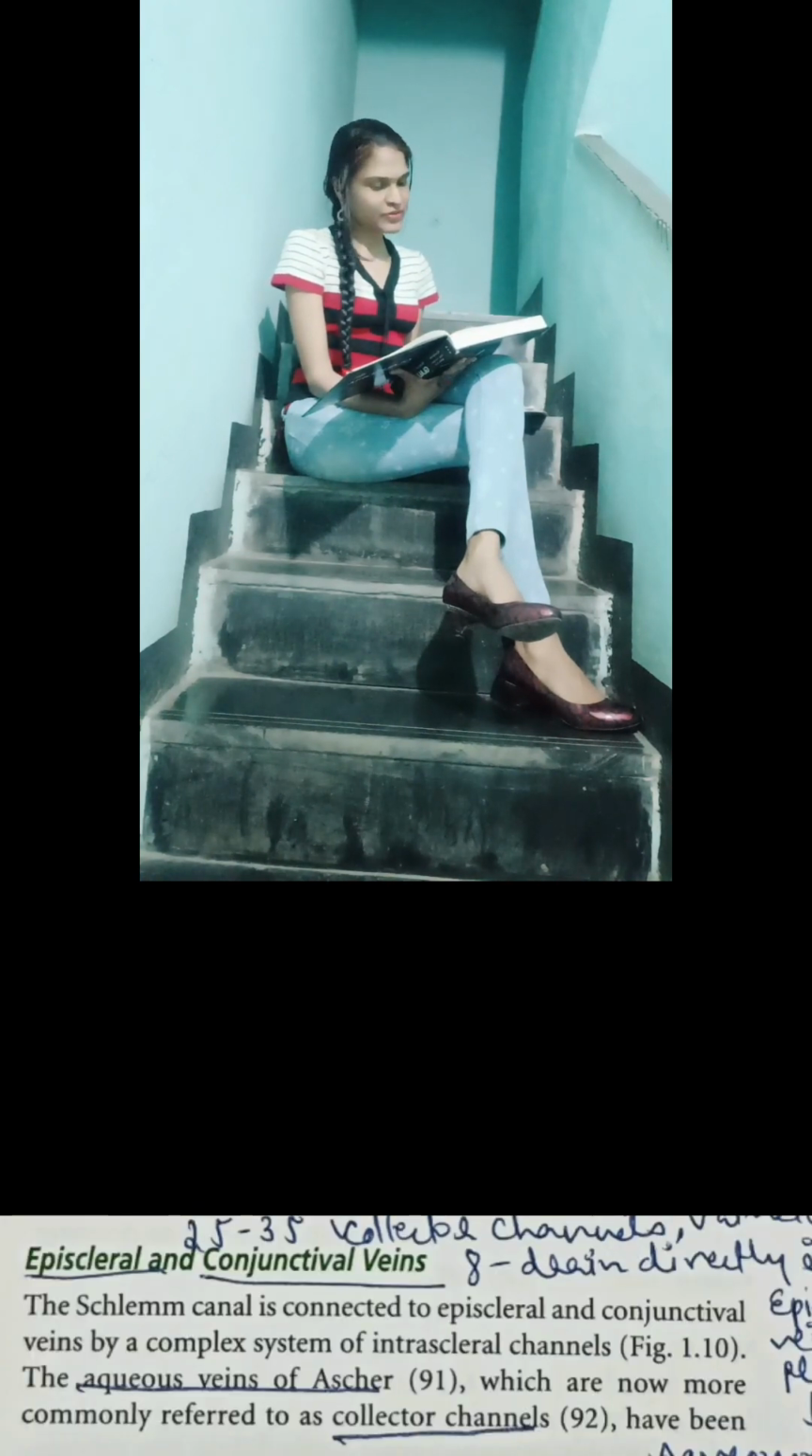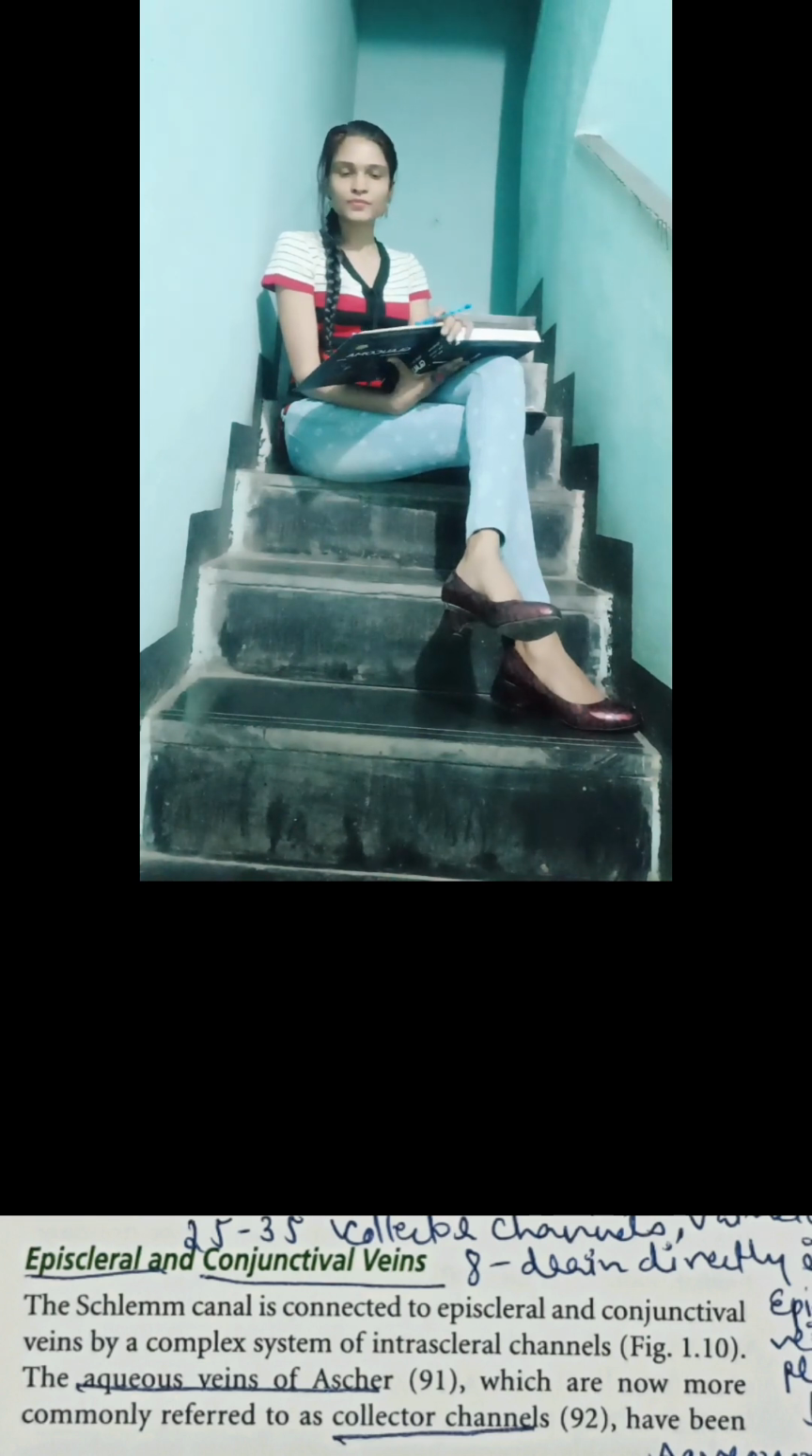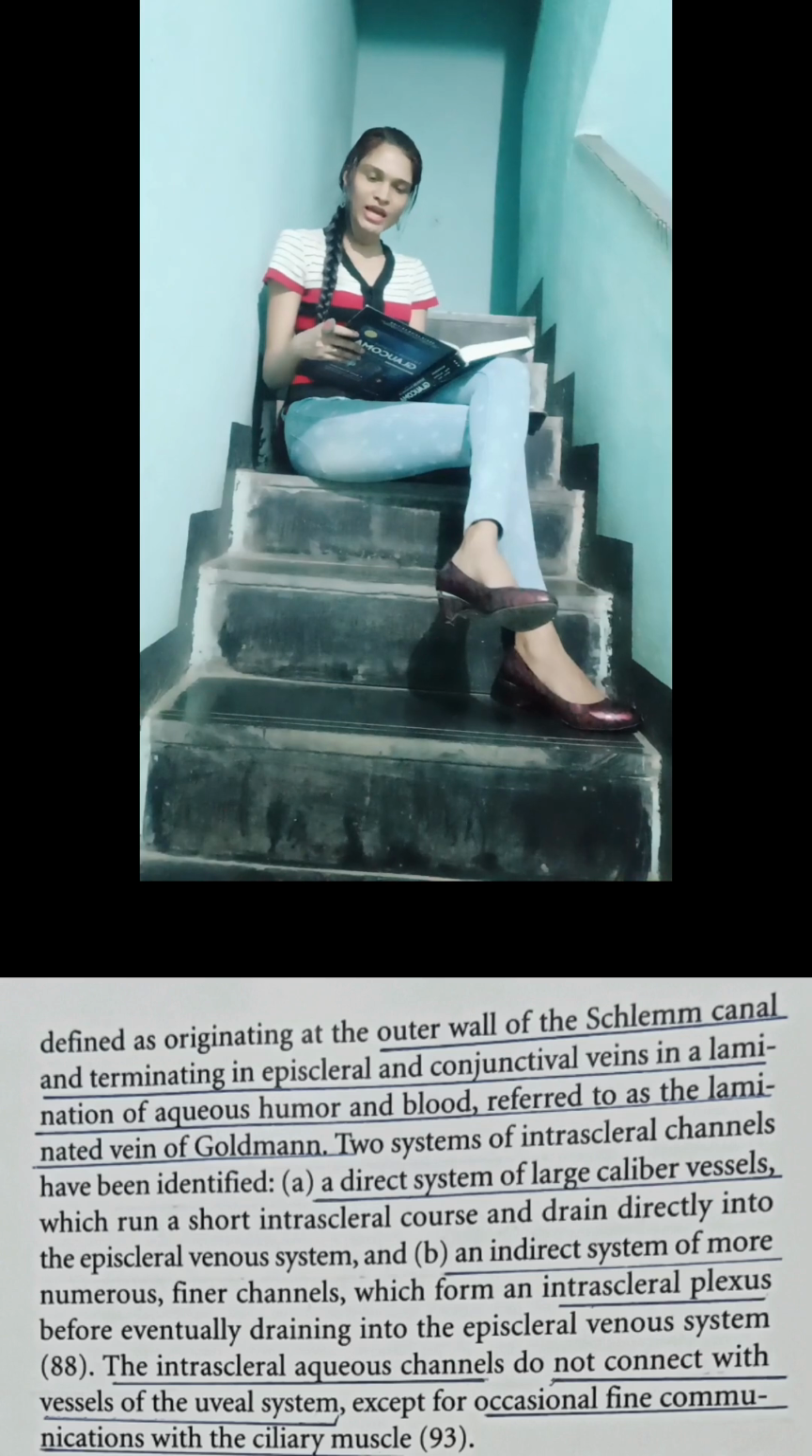Episcleral and conjunctival veins. The Schlemm canal is connected to episcleral and conjunctival veins by a complex system of intrascleral channels, the aqueous veins of Ascher, which are now more commonly referred to as collector channels. They have been defined as originating at the outer wall of the Schlemm canal and terminating in episcleral and conjunctival veins in a lamination of aqueous humor and blood, referred to as the laminated vein of Goldmann.